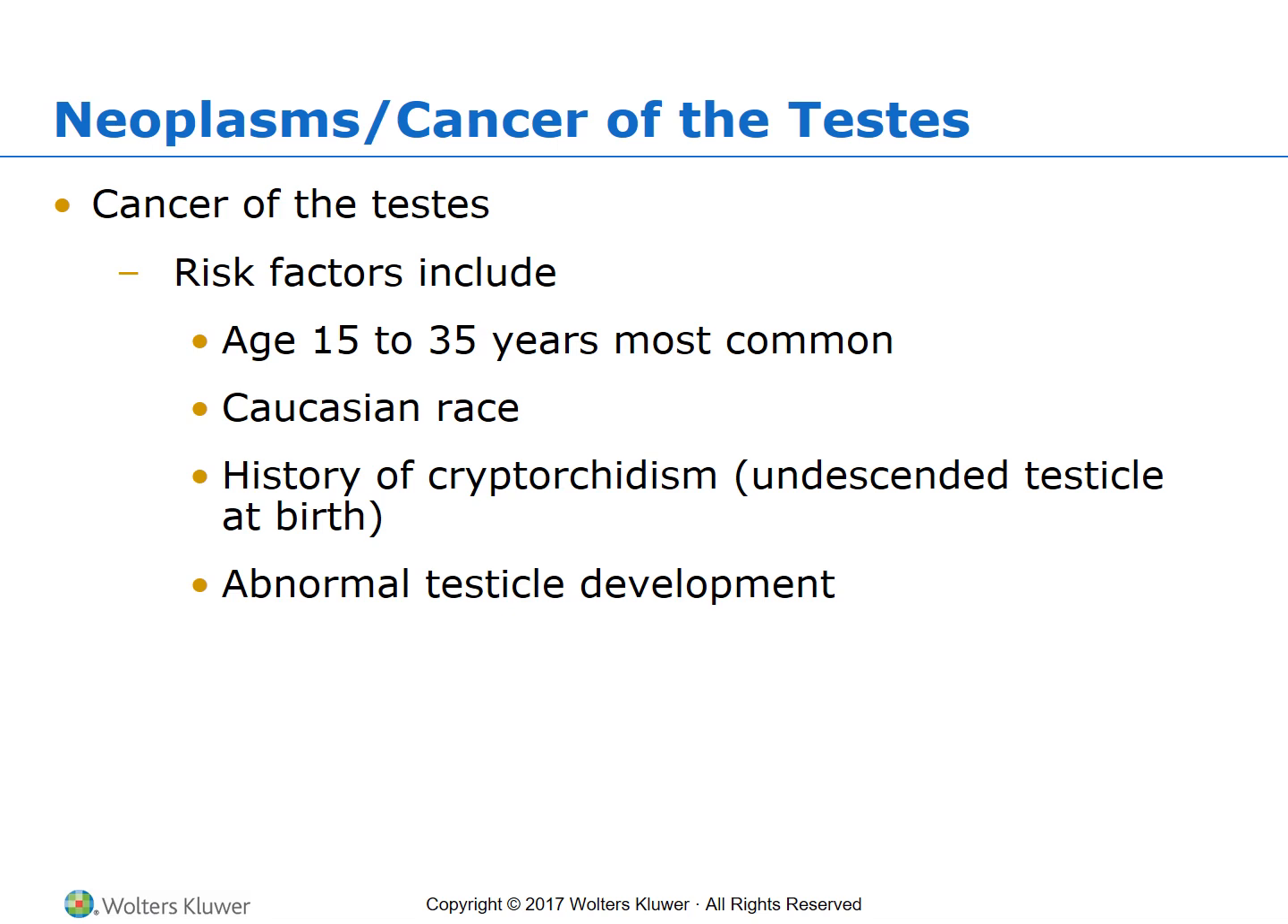Now, testicular cancer risk factors. Ages 15 to 35 is most common. Caucasian race. History of cryptorchidism, or undescended testicle at birth. Remember that risk factor. It is the most common cancer in Caucasian males, and it can often metastasize before it is diagnosed. There are two different types: the seminoma, which is not as aggressive, and the non-seminoma, which develops at an earlier age and spreads quickly.